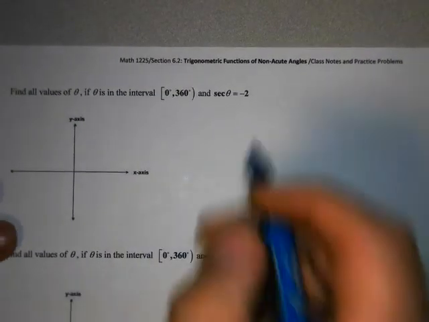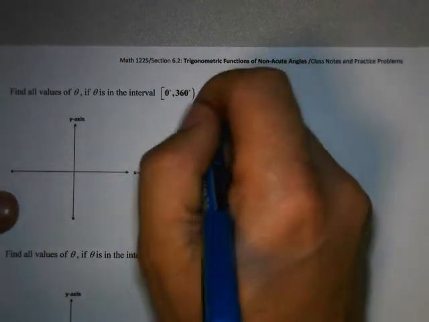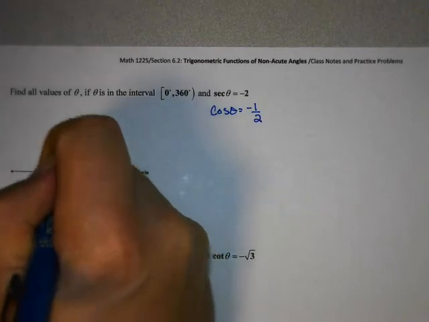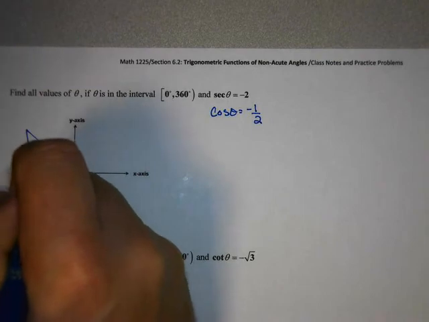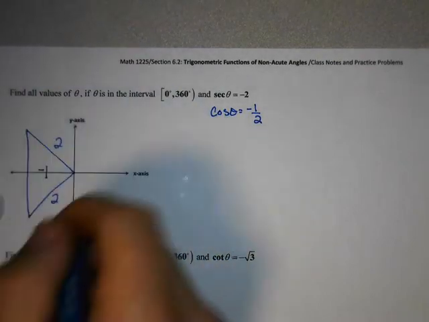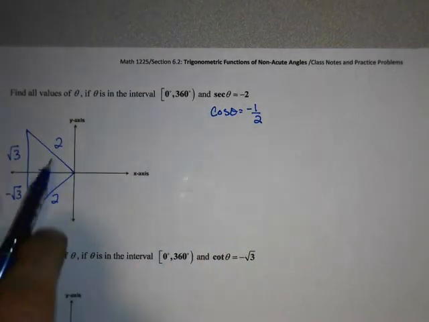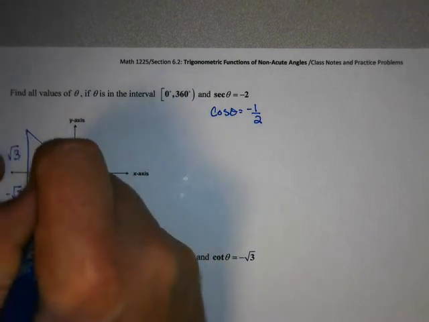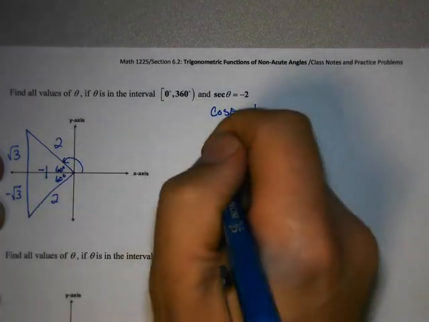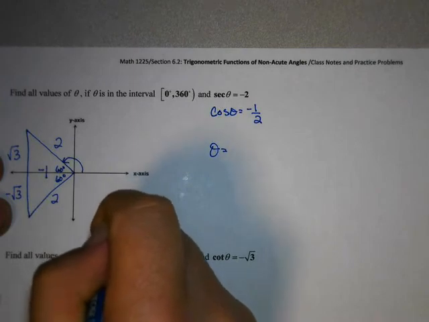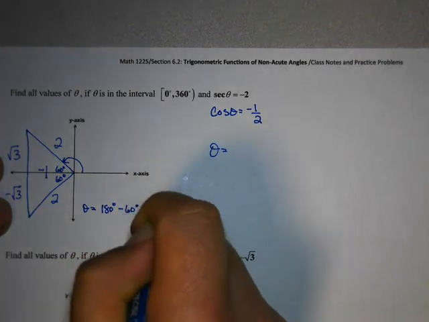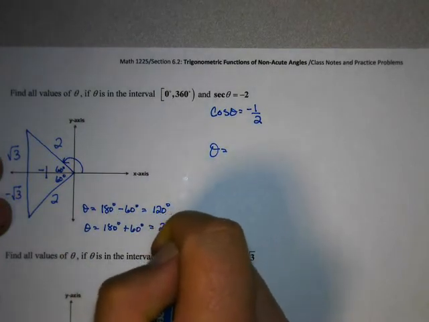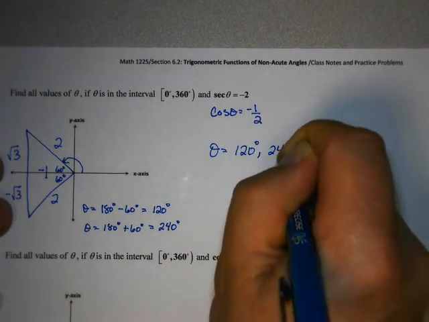Just a couple more examples. So here's secant theta equals negative 2. Remember, that's the same thing as cosine theta equals negative 1/2, that reciprocal identity. Cosine is negative in the second and third quadrants. It's adjacent negative 1, hypotenuse 2. This is going to be our square root of 3, negative square root of 3. And if you can't remember, when you have two sides, you can always use the Pythagorean theorem to find the other side. So opposite square root of 3 is 60 degrees. So theta equals 180 degrees minus 60, which is 120 degrees, and theta equals 180 degrees plus 60 for quadrant 3, which is 240 degrees. So 120 degrees and 240 degrees.